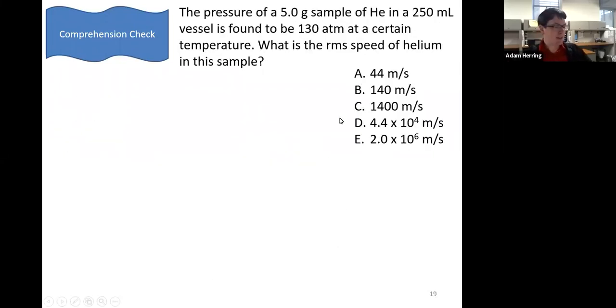Let's do a second question here. Pause the video and try this one on your own. Welcome back. So if we want to determine the root mean square speed of helium, what do we need?